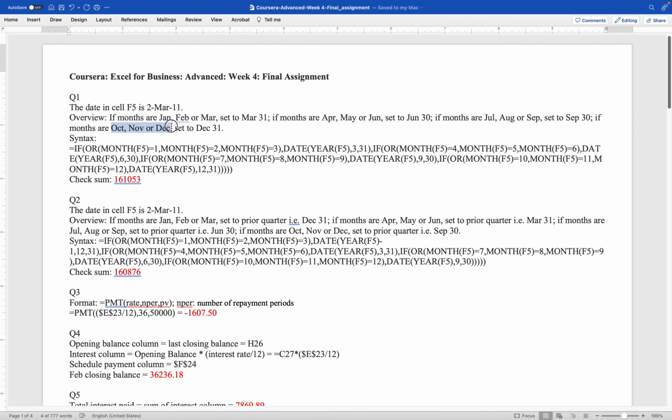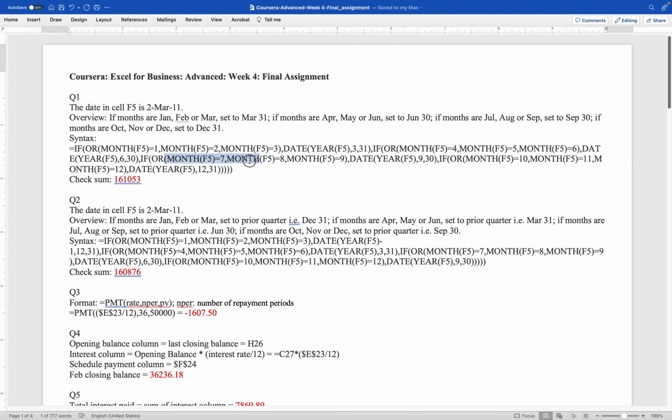So this is very similar to an if-then, so we can use the IFS function. If our months are 1, 2, or 3 for January, February, or March, we'll set the date to the year in the cell, and then the end of the quarter, or March 31st. If our months are 4, 5, or 6 for April, May, or June, we'll set the date to the year in the cell, and then the end of the quarter, June 30.